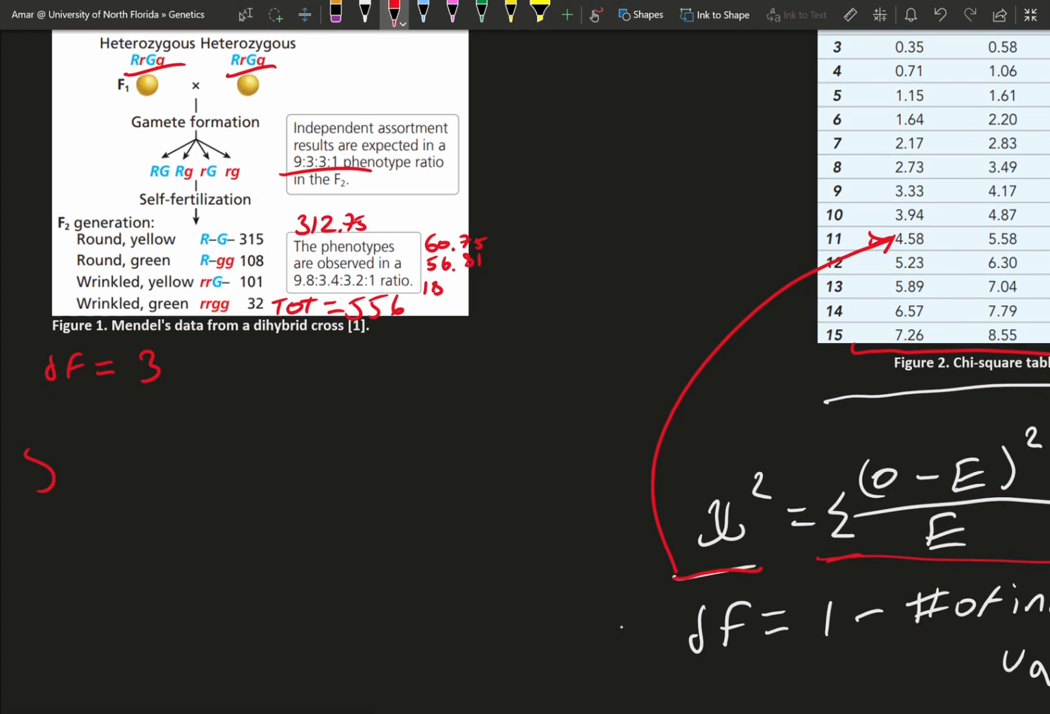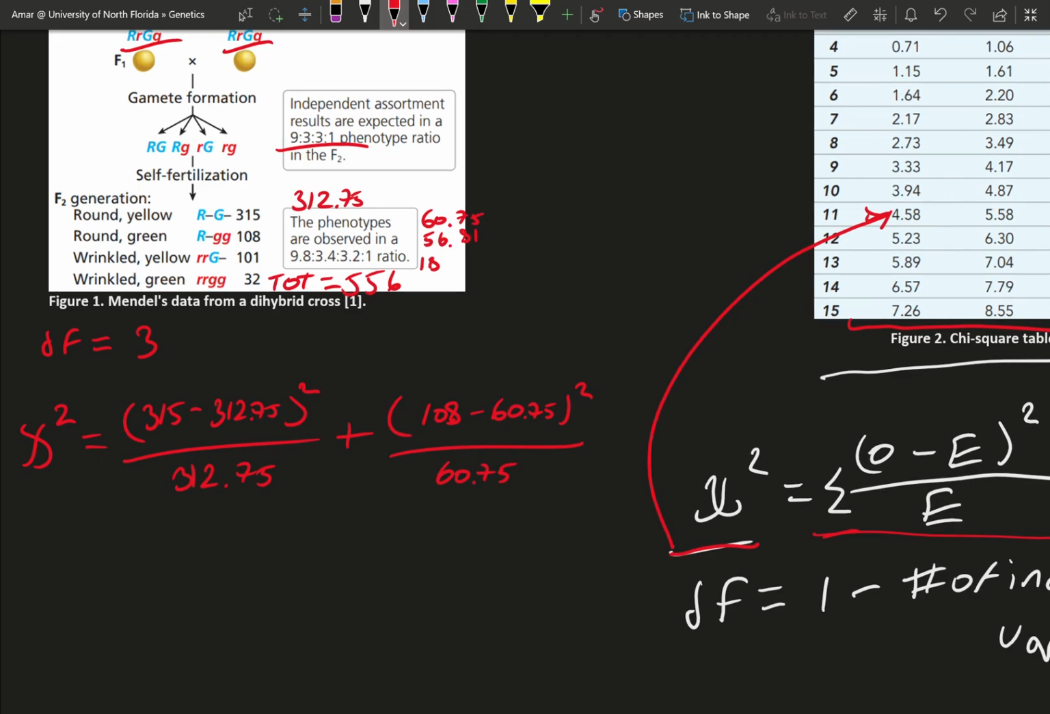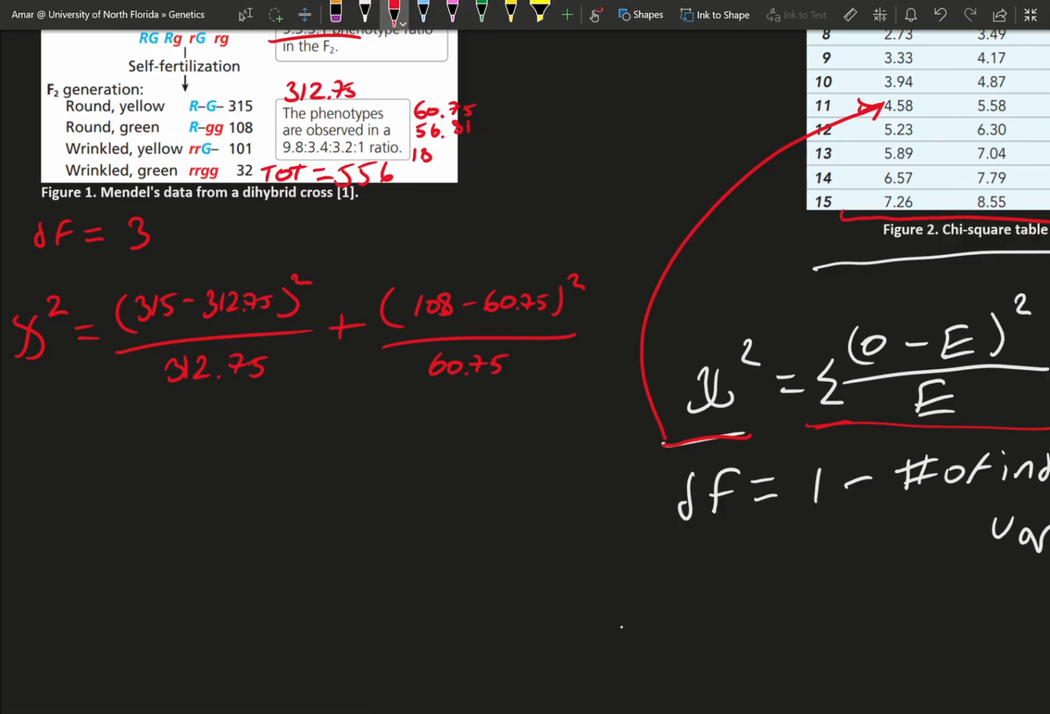So our chi-square value is going to be 315 minus 312.75, squared, divided by 312.75, plus 108 minus 60.75, and so on. I am running out of space, so we're going to continue this on the bottom over here.